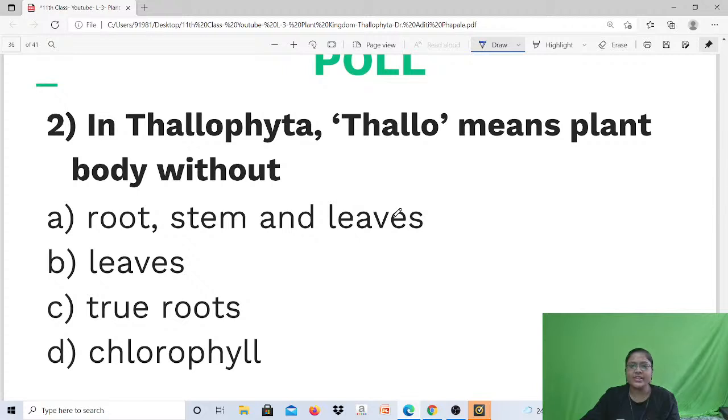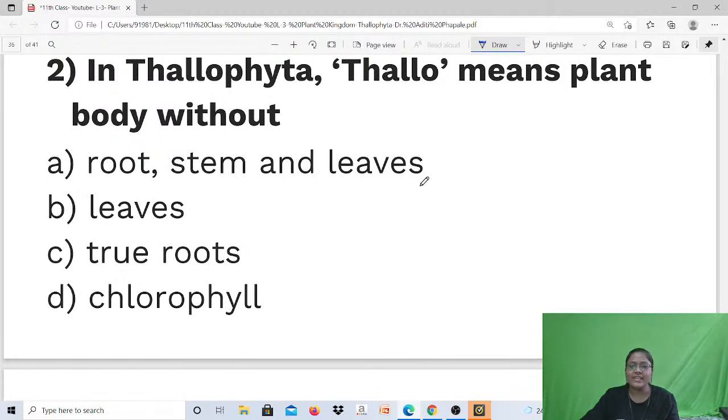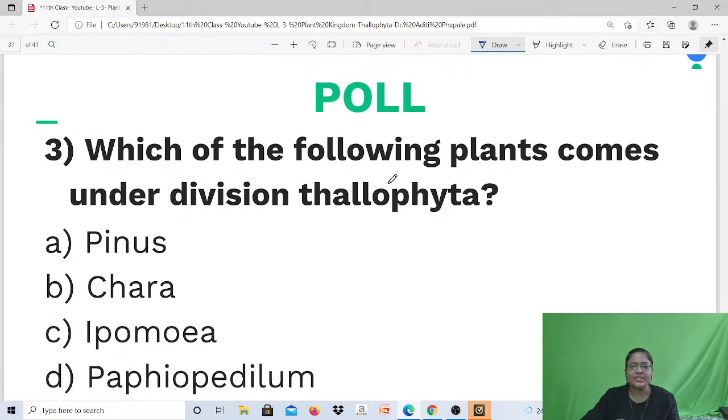So in Thallophyta, thallo means plant body without root, stem and leaves. Answer is A. There is nothing in it. No root, no stem, no leaves. Right? Next. Which of the following plants comes under division Thallophyta? Pinus, Chara, Ipomoea or Paphiopedilum.